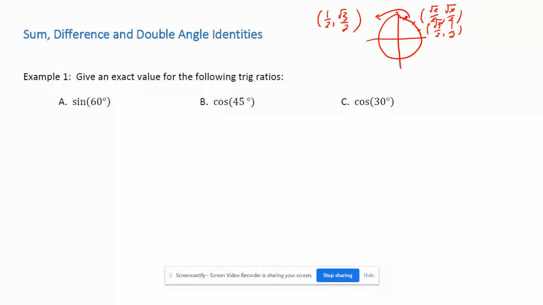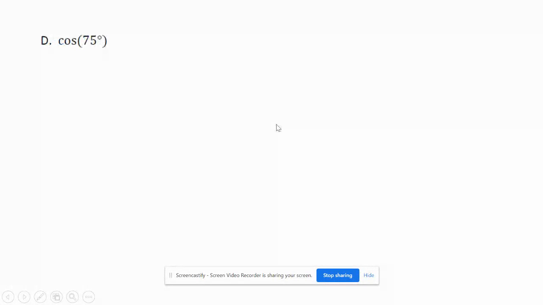So if we go sine 60, we're looking for the y coordinate on our unit circle at 60 degrees. So this answer is going to be square root of 3 over 2. If we're looking for cos 45, it's the x value at 45 degrees, so it's going to be root 2 over 2. And cosine 30 degrees is going to be the x value at 30 degrees, so again the answer is root 3 over 2. We're just picking these values off our unit circle.